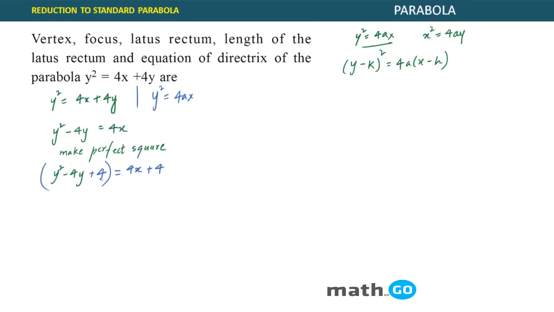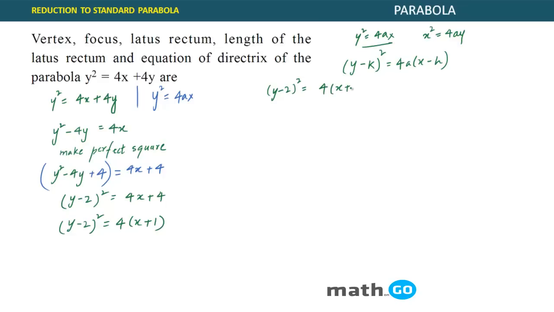Now this particular component becomes a perfect square. I can say this is y minus 2 whole square equal to 4x plus 4. Taking 4 common, y minus 2 whole square equal to 4 times x plus 1. Now if you compare, this is in the standard form. Now you are asked for everything: latus rectum, vertex, focus, and everything about this particular parabola. Let us see how we will find all these properties when we already have something of this sort. Let me write it down here for you.